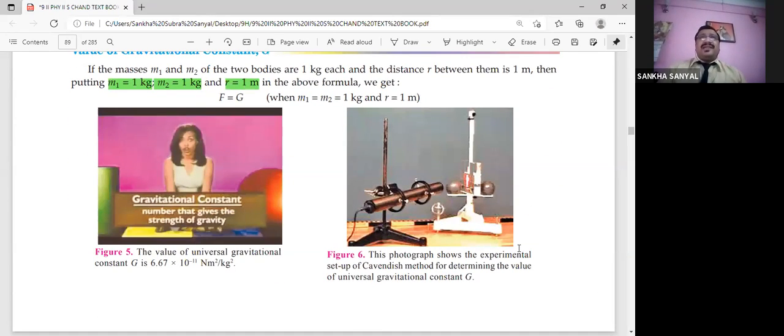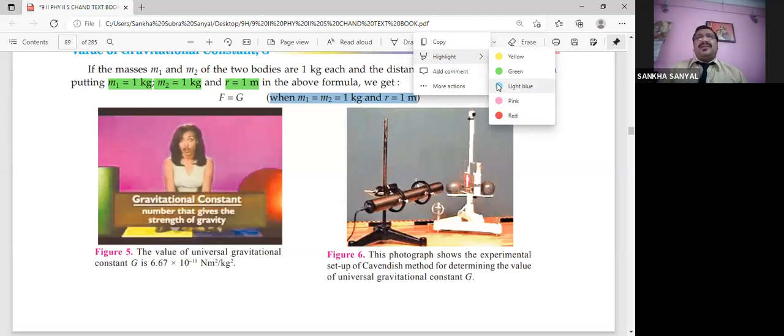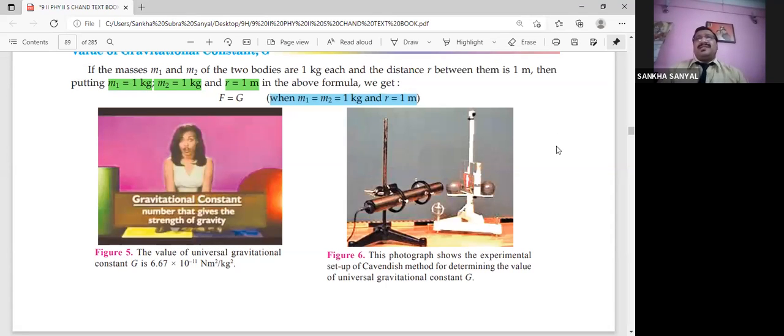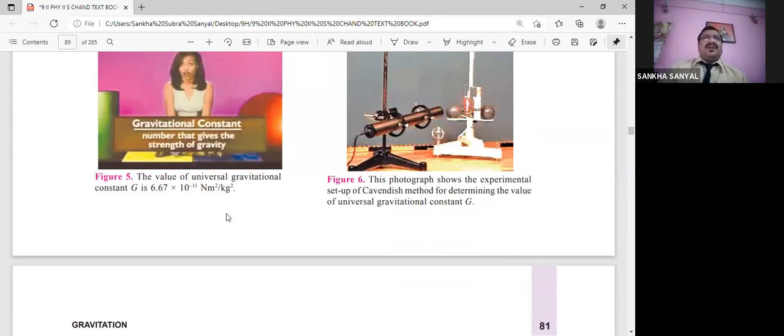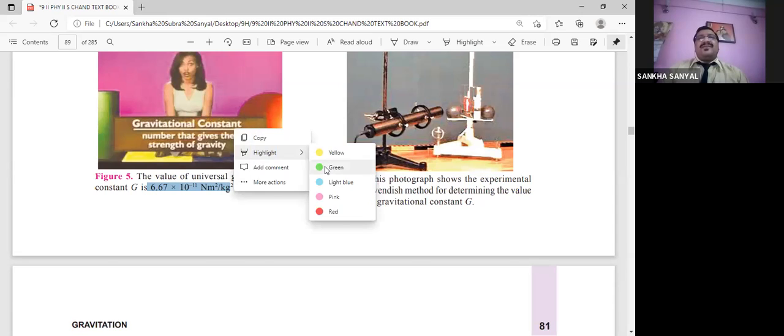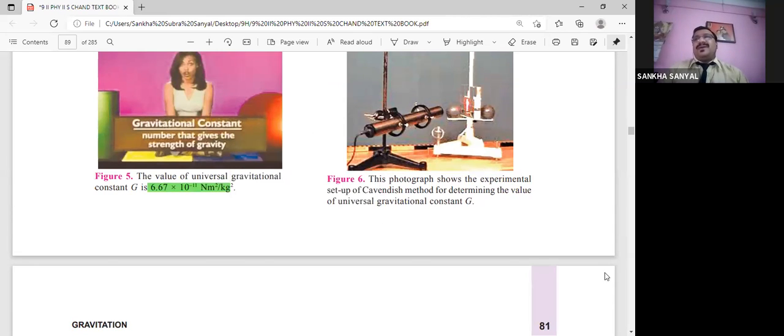This is a special case when the masses of the bodies are 1 kg each and the distance between the two bodies is 1 meter. It is calculated and found experimentally. The value comes out to be 6.67 into 10 to the power minus 11 Newton meter square per kg square.